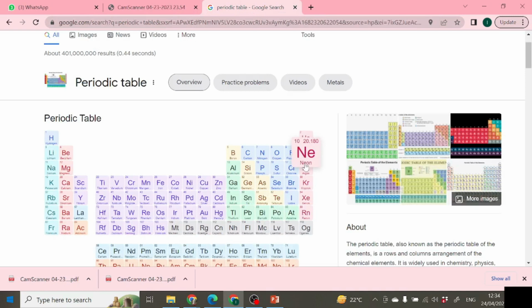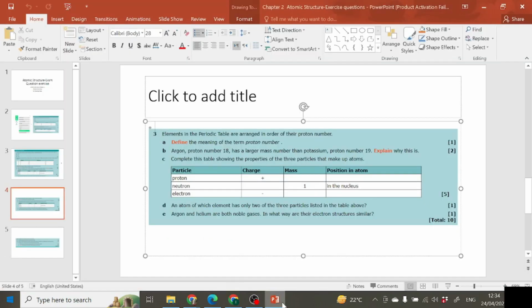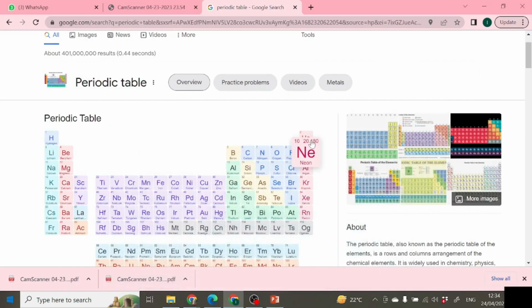Although helium and argon, helium is 2 and argon is 2, 8, 8. The last shell is just complete.